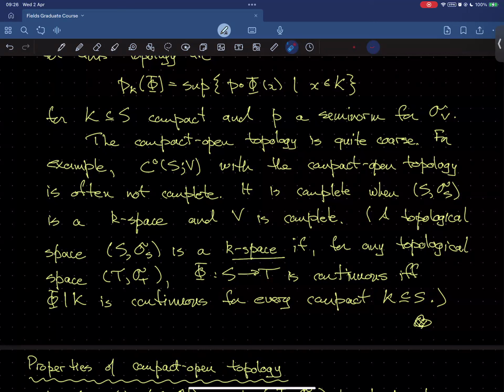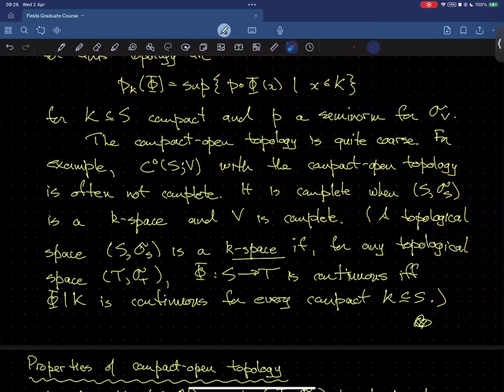Certainly if phi is continuous, then its restriction to every compact subset is continuous. So the interesting part of this if and only if statement is that for K spaces, if phi is continuous on every compact set, then that's enough to guarantee that it's continuous. Lots of spaces are not K spaces.